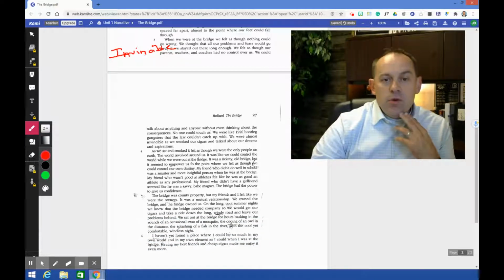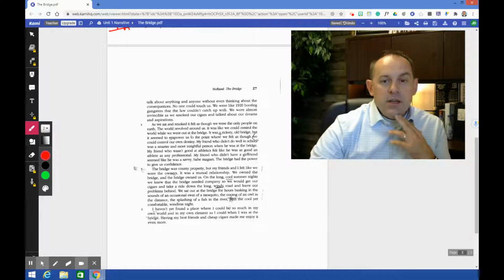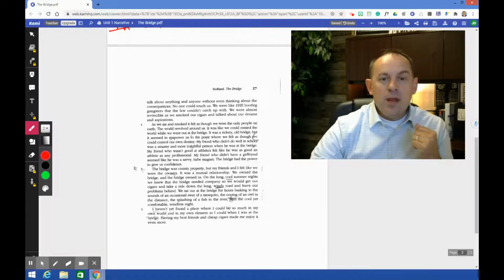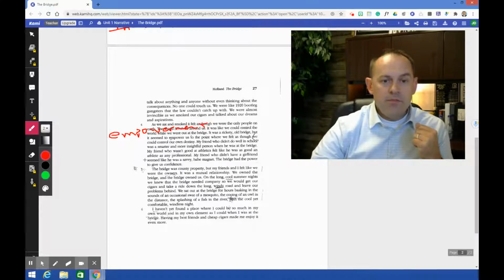Paragraph 4, as we sat and smoked, it felt as though we were the only people in the world. The world revolved around us. It was like we could control the world while we were at the bridge. It was a rickety old bridge, but it seemed to empower us. I like that word empower, so I'm going to use it for my main idea here. So it's about empowerment.